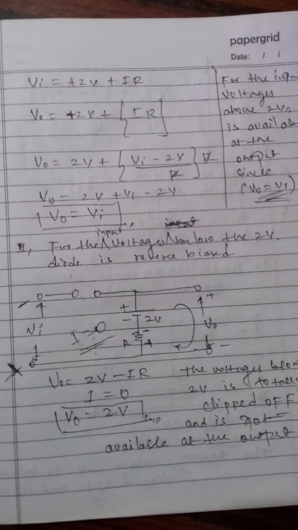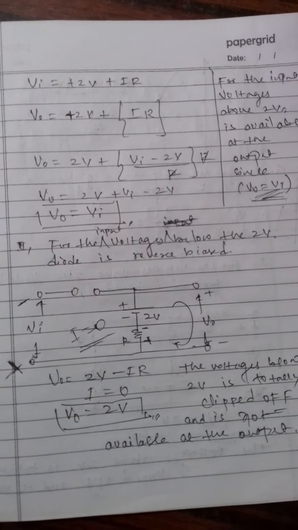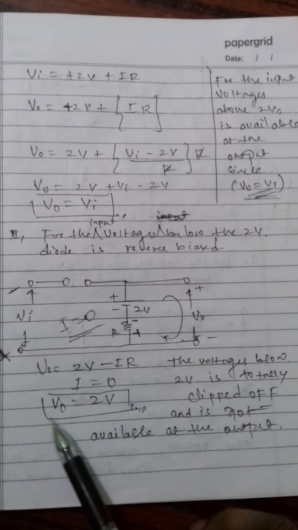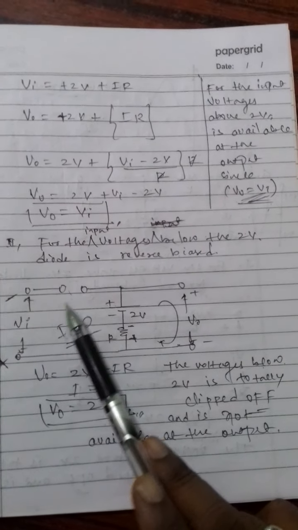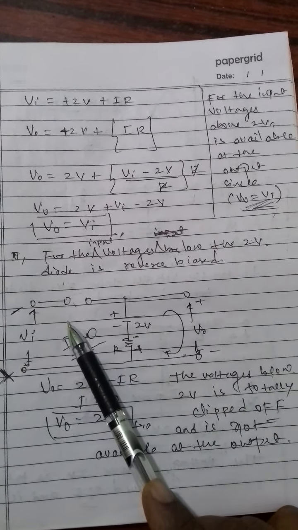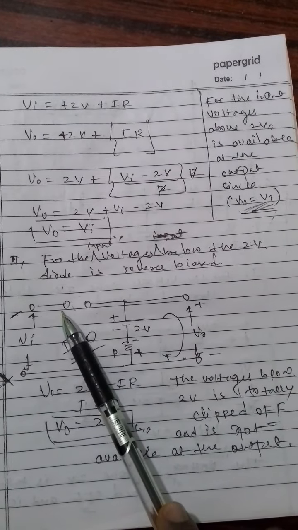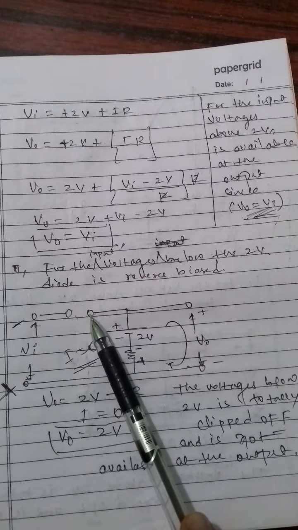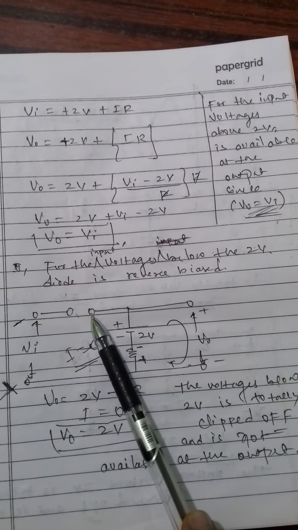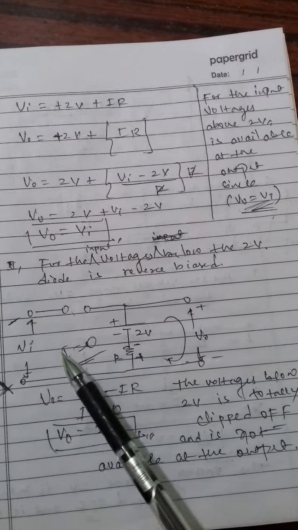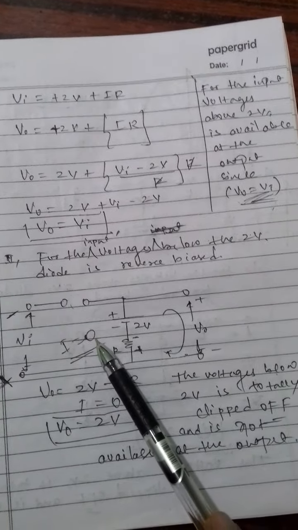Now, for the input voltages below the 2 volts, the diode is reverse biased. When the diode is reverse biased, the voltage at the anode is less as compared to the voltage at the cathode, so the diode is reverse biased. That is, current I is equal to 0.